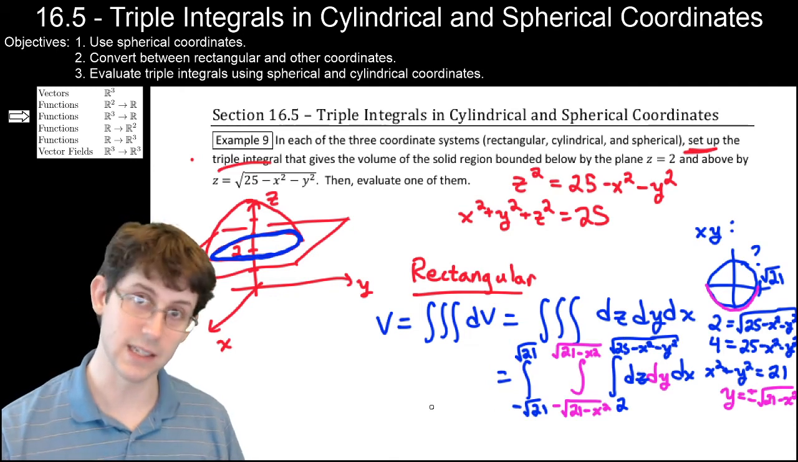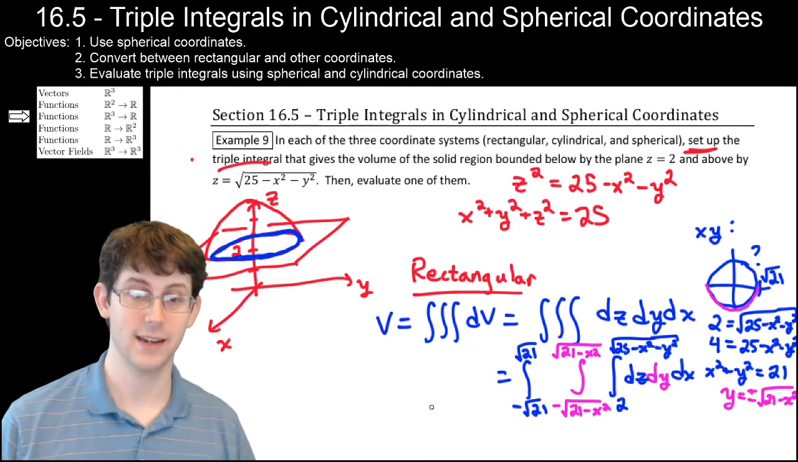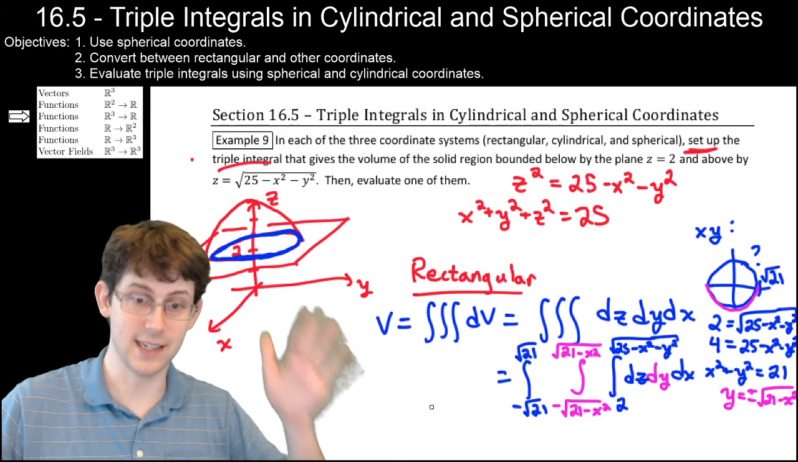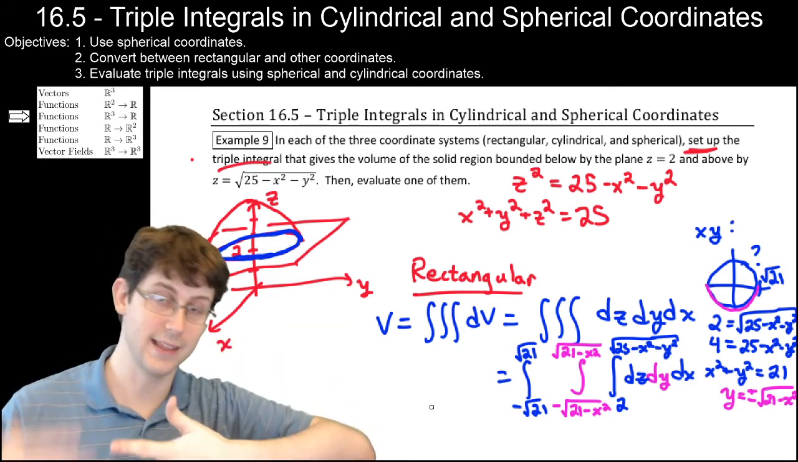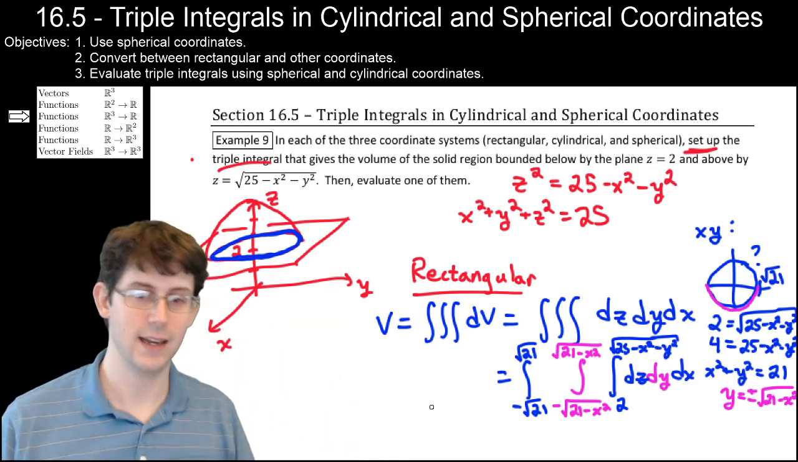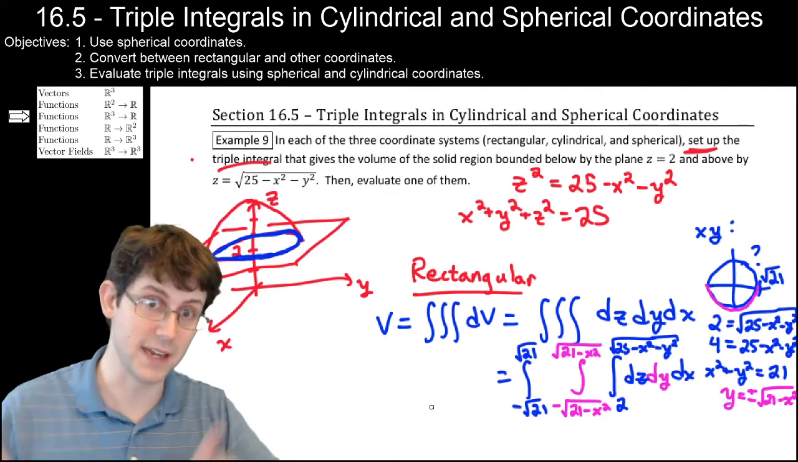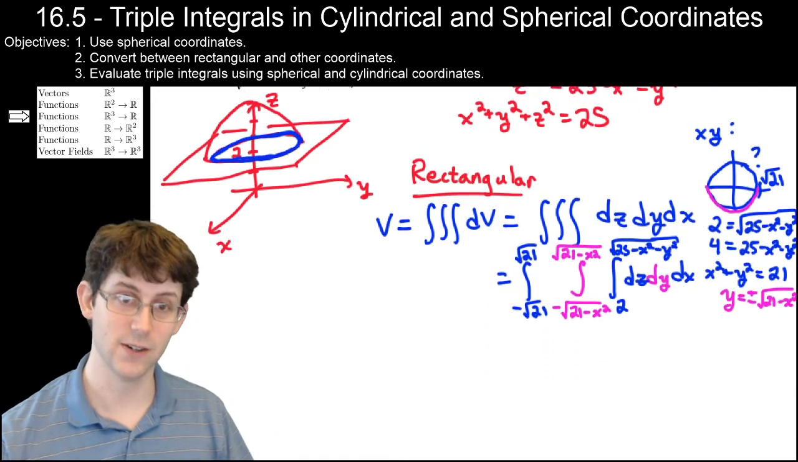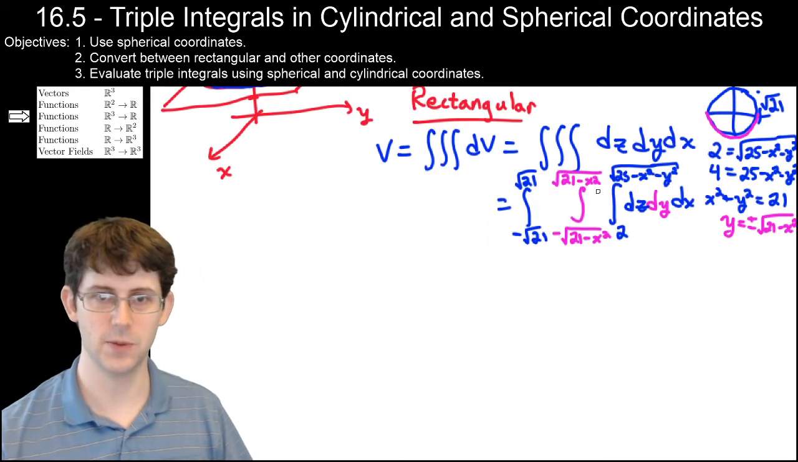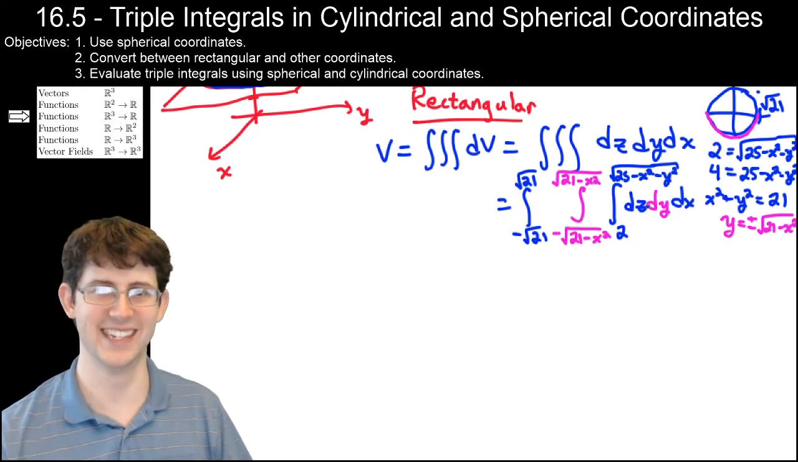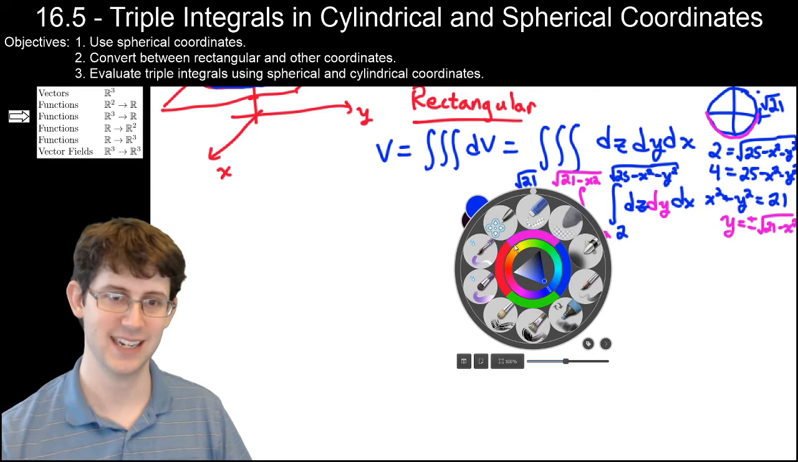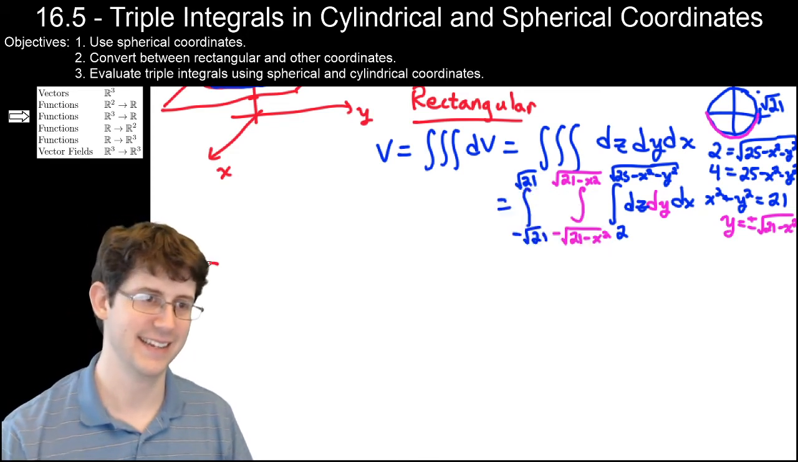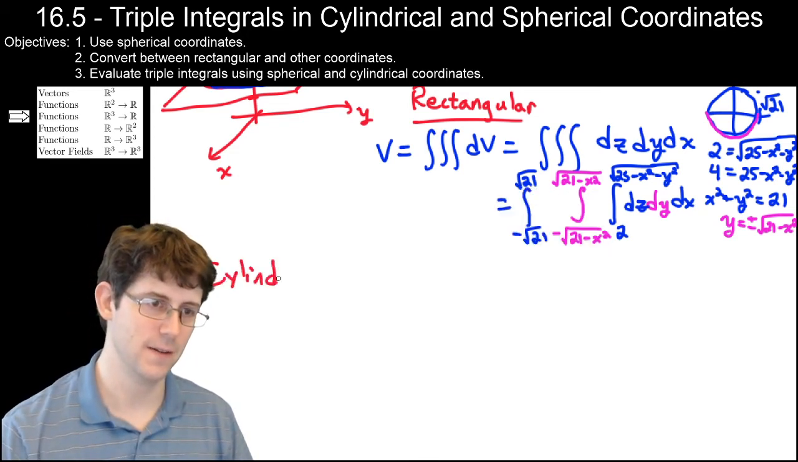This describes this shape in rectangular coordinates. It tells you the lowest x and the highest x as numbers, the lowest y and the highest y in terms of x, and the lowest z and the highest z in terms of x and y. So this is the rectangular setup. If you had to do this integral, I hope you would never do this integral. I hope you would be like, whoa, this clearly needs some polar action. So let's try cylindrical.